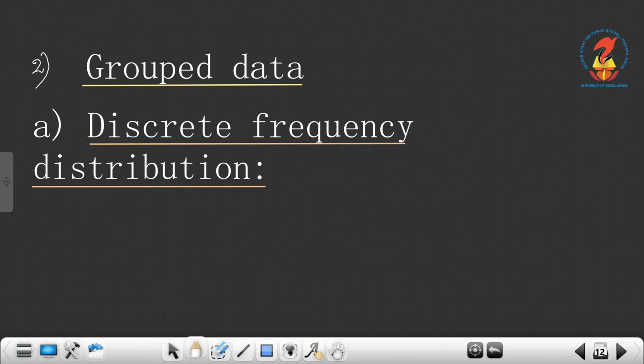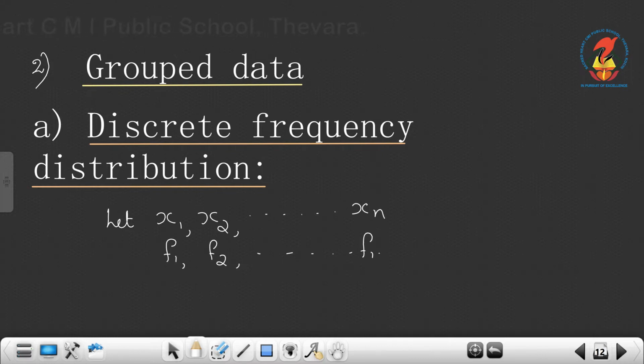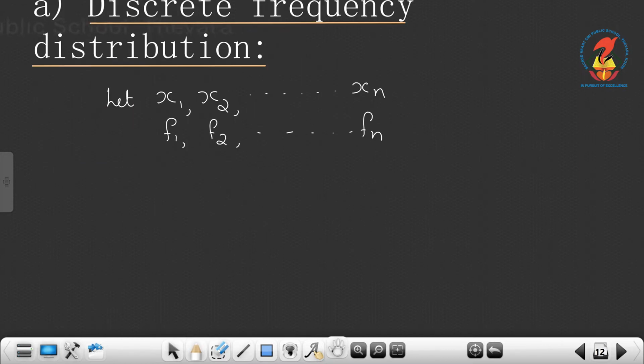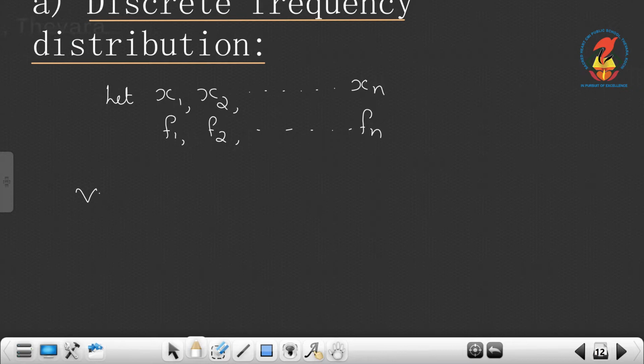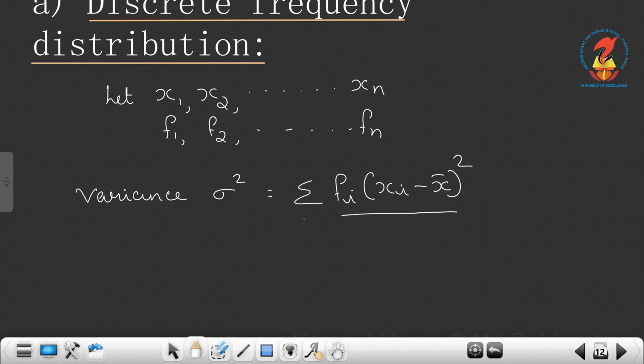Now what about grouped data? Grouped data has two types: discrete frequency distribution and continuous frequency distribution. Discrete frequency distribution means let x1, x2, etc., xn be n observations with frequencies f1, f2, etc., fn. Now, what is variance? Variance sigma square is equal to sigma fi into xi minus x bar whole square by sigma fi, where i is from 1 to n. Here frequency also we have to consider.